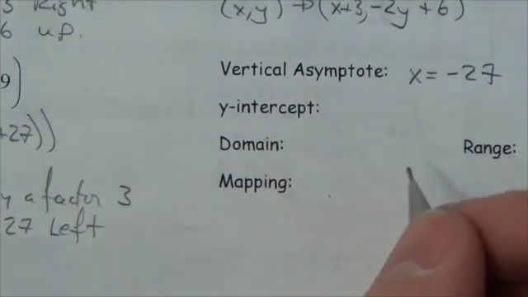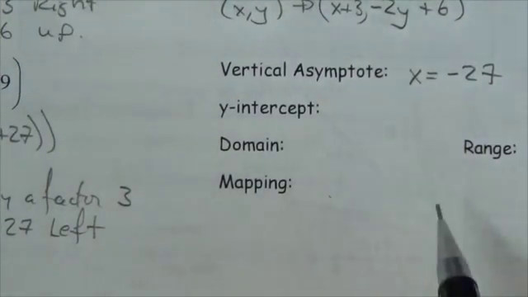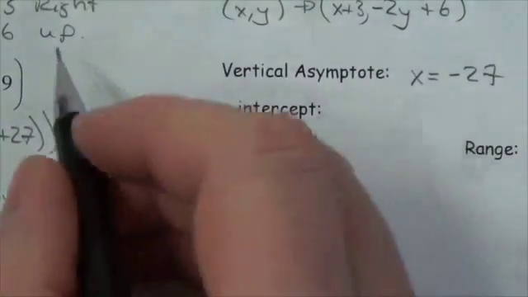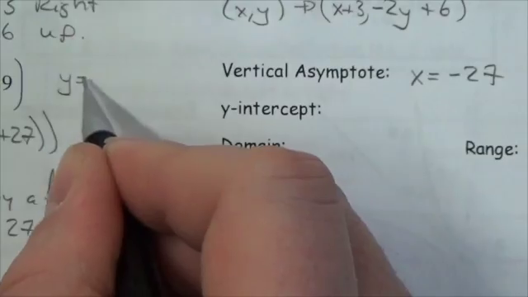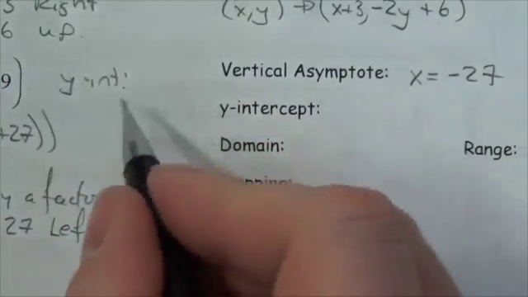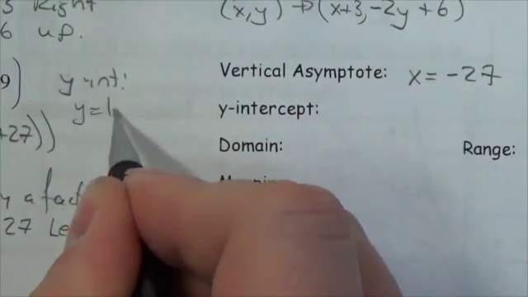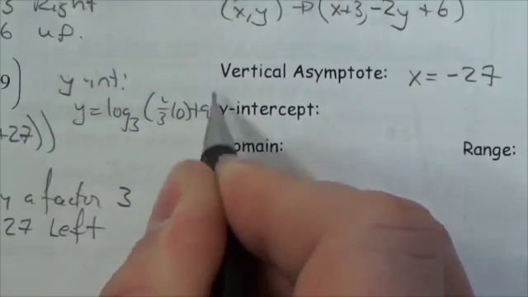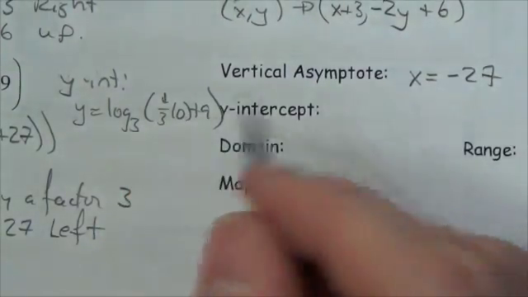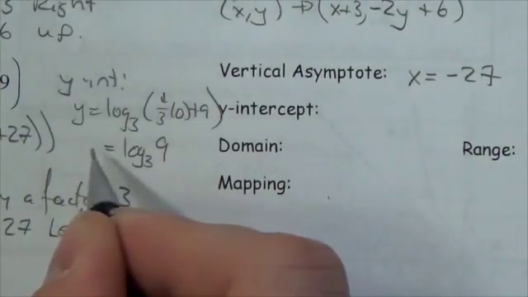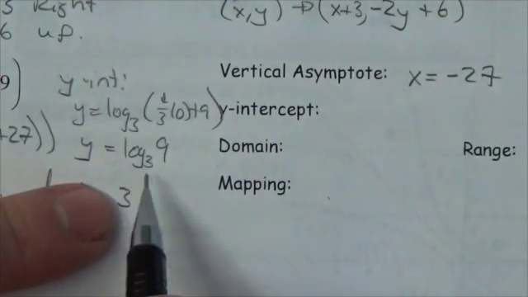27 to the left. My y-intercept is going to occur when I plug 0 in, so y is going to equal, sorry, I should identify this as being the y-intercept, the work I'm about to do. I'm going to make x equal to 0, so y is equal to the log base 3 of 1/3 of 0 plus 9. Well, 1/3 of 0 is 0 plus 9 is just going to be 9. Okay, so y is equal to log base 3 of 9.